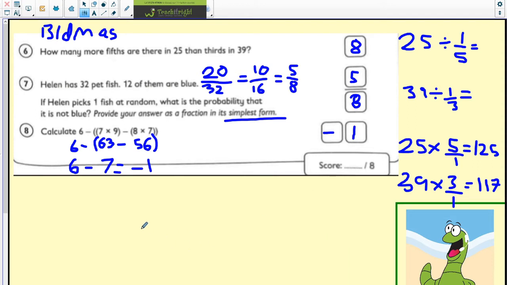Minus 1. Right, and that's it. So guys, give us a score out of 8. You can have 2 scores: your score under time conditions and your score eventually. You could write them both down, that's absolutely fine. And then they tell you what you need to work on. But really well done for getting through that.